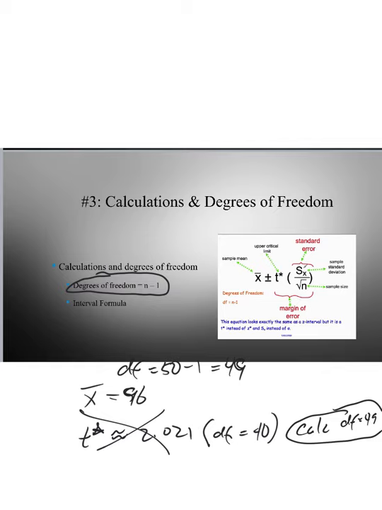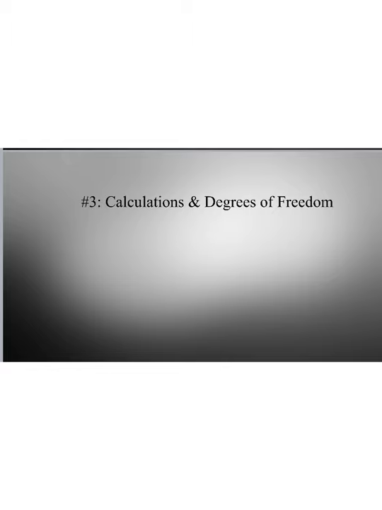The s sub x is the standard deviation, and the standard deviation here was 23. The sample size, or n, is 50. So when we get into calculating this, what it would look like is 96 is the x bar, plus or minus.